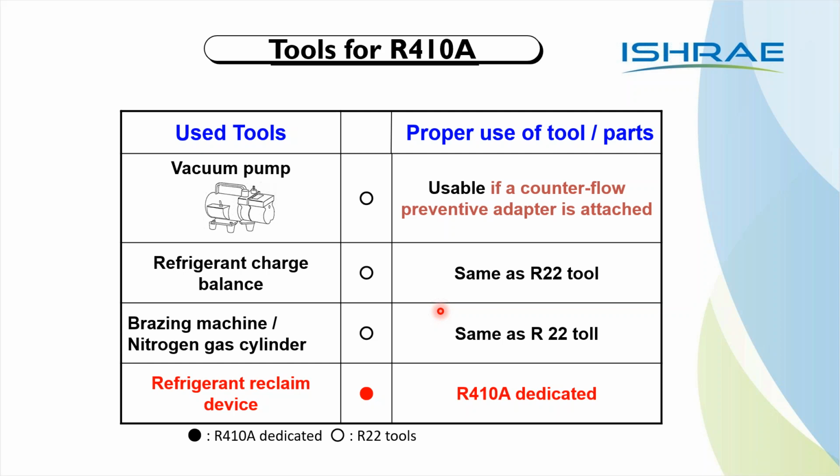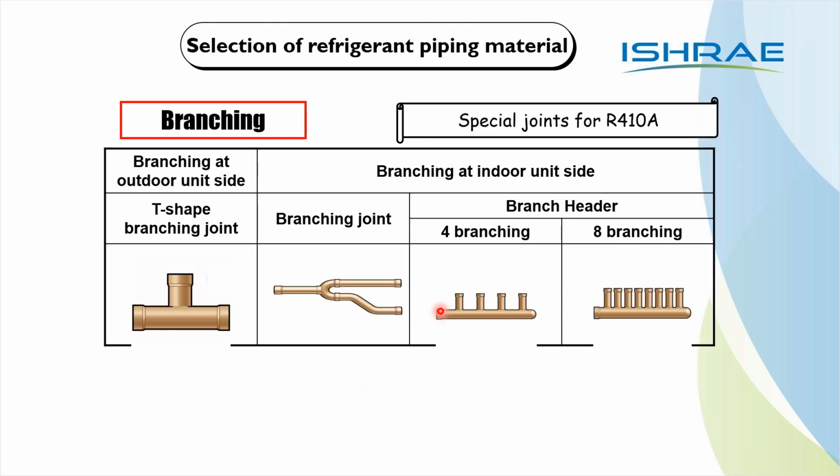Brazing, yes, it can be same. However, the process for brazing is different. I will explain to you in further slides. Now, refrigerant reclaim, that means you can recover refrigerant from the system, and for the recovery of the refrigerant, you have to have a separate recovery unit dedicated for R410A, and not the same one used in R22.